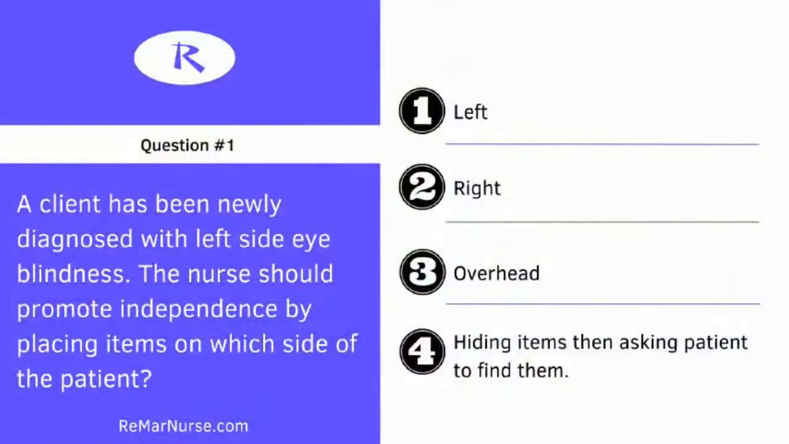So here we go. First question is this. A client has been newly diagnosed with left side eye blindness. The nurse should promote independence by placing items on which side of the patient? Is it 1, left, 2, right, 3, overhead, or 4, hiding items, then asking patient where to find them?